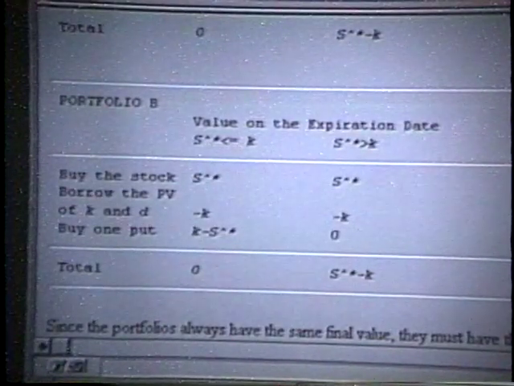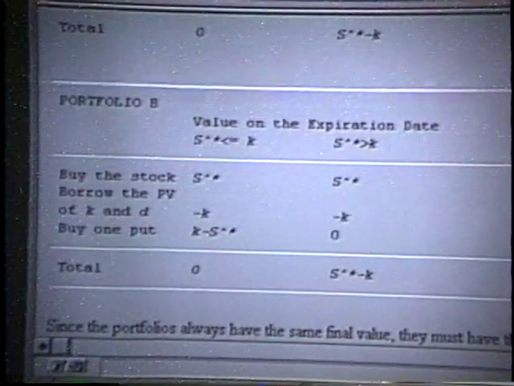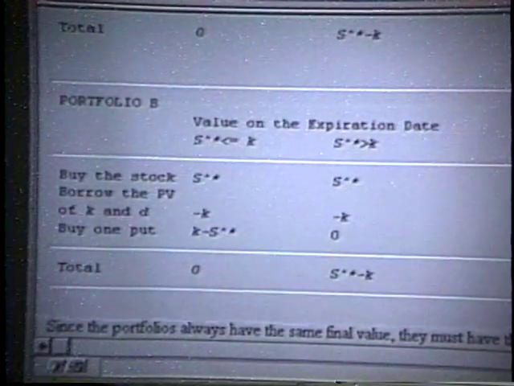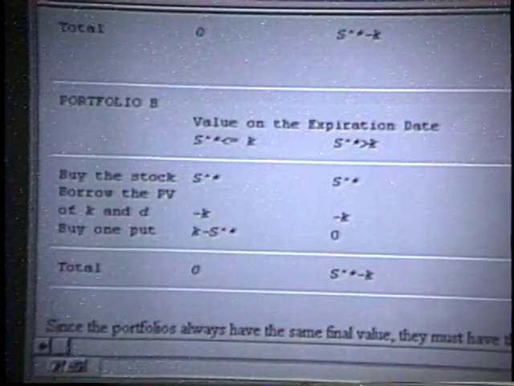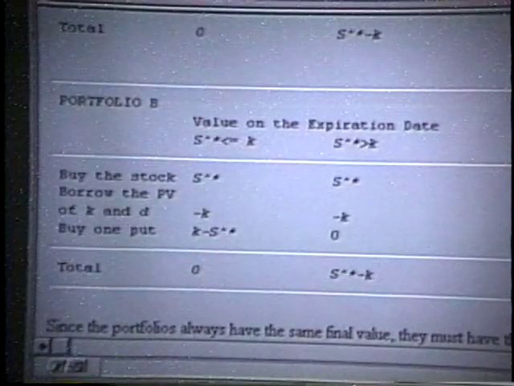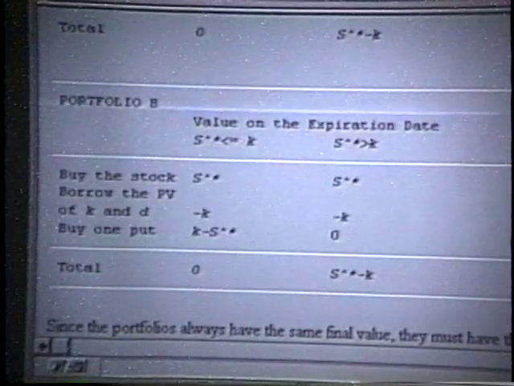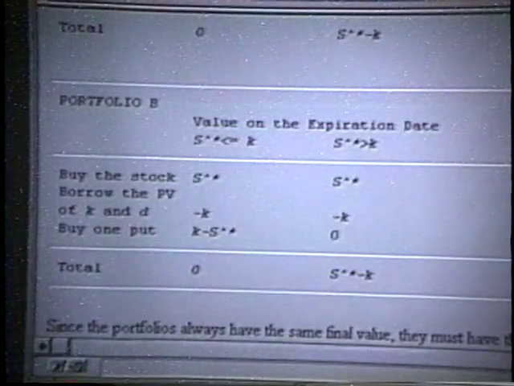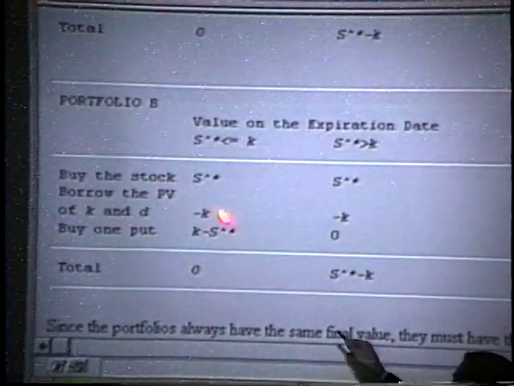We got the dividend. We own the stock. So we got the $10. We take the $10, and we pay off that part of the loan. So it's gone. So the dividend is taken care of. And what we're left with is this loan with the present value of the exercise price. And at expiration, we owe K. That's why it comes in with a negative sign.